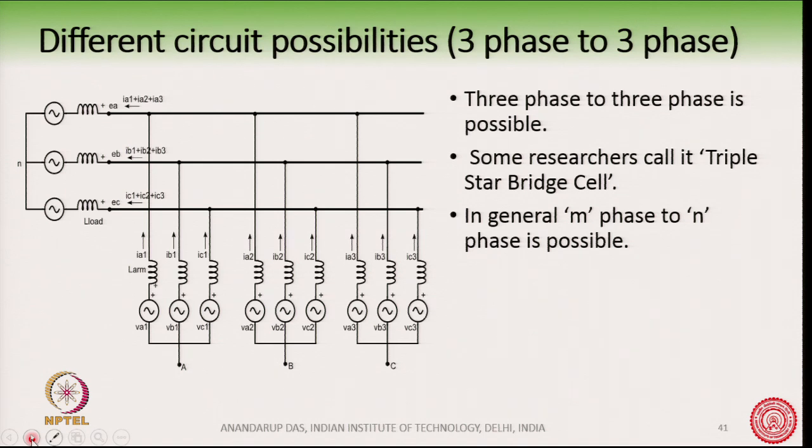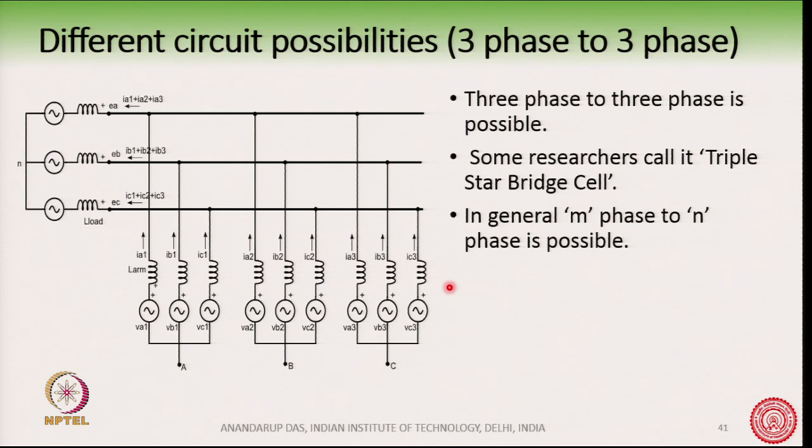Now, here, so far we have considered a double star configuration. So, we had 3 upper arms and 3 lower arms. So, there were double star, 2 stars, star 1 and star 2. Now, if I add one more star here, one more star like this, we will say it is a triple star bridge cell, triple star bridge cell.